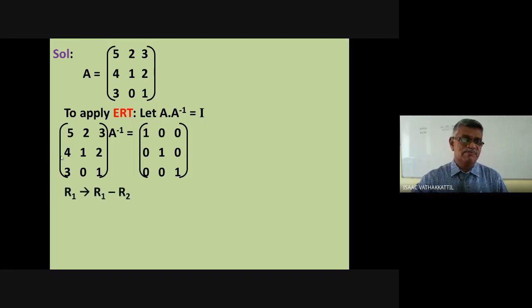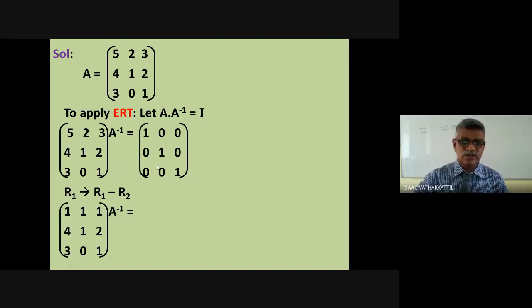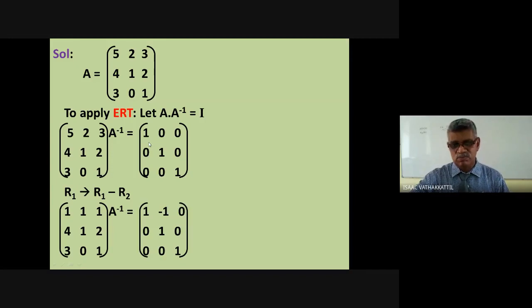So I have to make the first element 1 easily. R1 changes to R1 minus R2, you are going to get 1. R1 changes to R1 minus R2 becomes 1, 1, 1. The other elements as it is. And on the right side it becomes R1 changes to R1 minus R2, 1 minus 1, 0. And the remaining as it is.